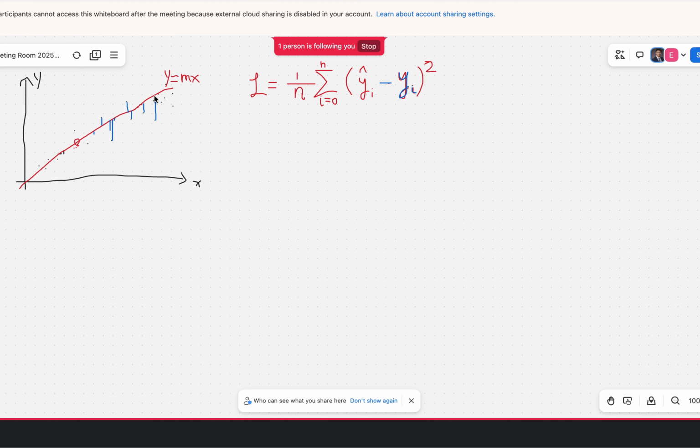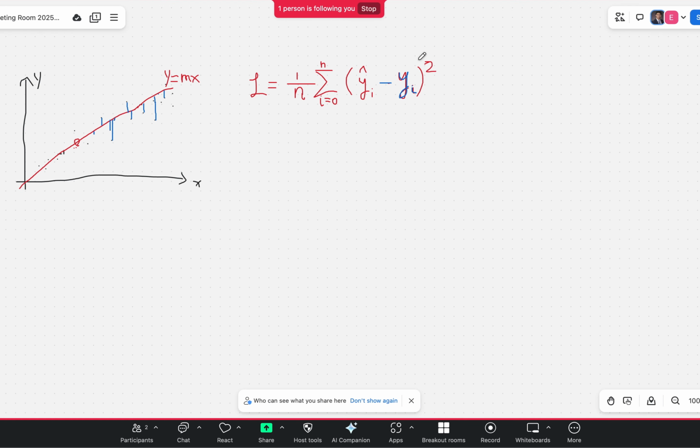You square it, so that's going to be a very big number, right? In this case, my loss value will be very high. However, if this is very close to the curve, then I have a really low loss value. So that describes how much is my loss, how far away am I from my real data here. That's what the loss function does.